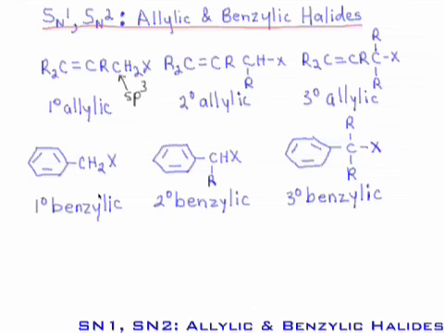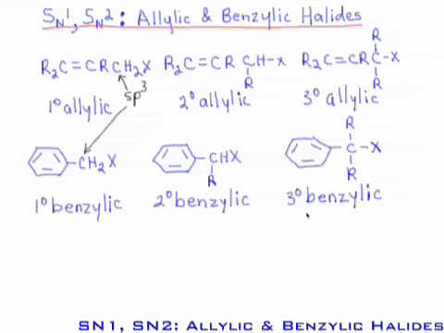Benzylic halides are similar to allylic in that the halogen is also bound to an sp3 carbon. But in this case, the sp3 carbon has an aromatic ring attached to it. The sp3 carbon bearing the halogen determines whether you have a primary benzylic, secondary benzylic, or tertiary benzylic alkyl halide. Notice because they are attached to sp3 carbons, these are alkyl halides.